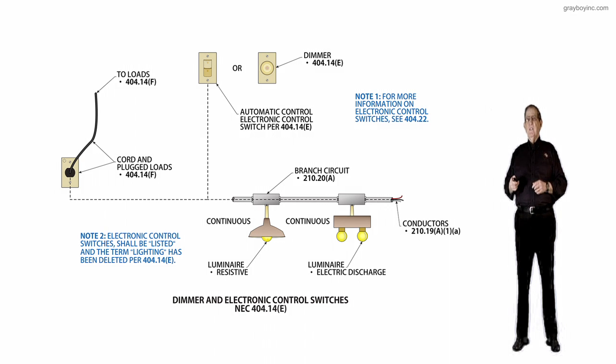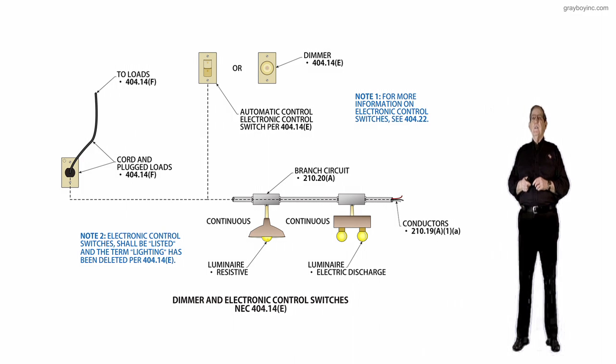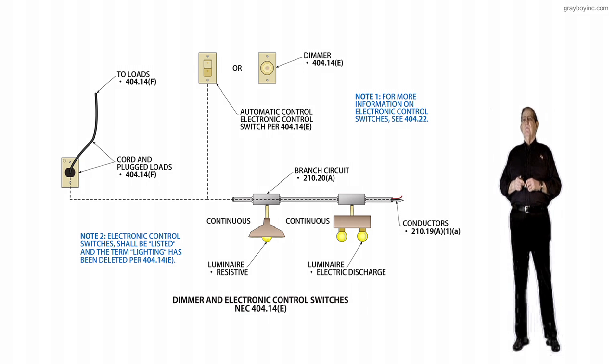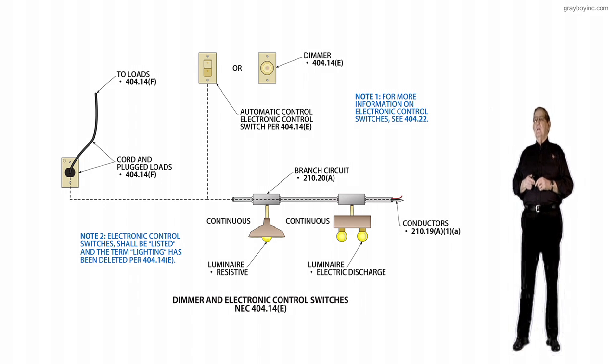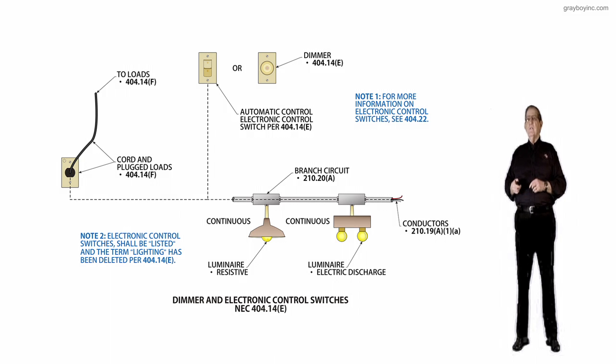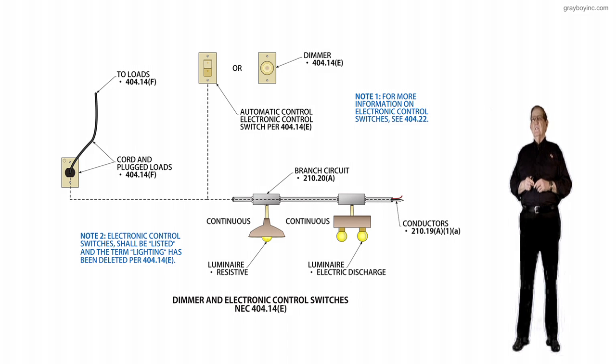So we see then the branch circuit rating right at the bottom of the illustration, and 210.20(A) deals with the protective device on the branch circuit. We have continuous rated loads here. Our conductors then are sized from 210.19(A)(1)(a), that's listed, pointing arrow to those conductors. And we have a luminaire that's electrical discharge type. We have a luminaire that's resistive type there.